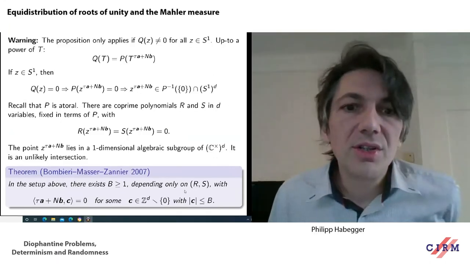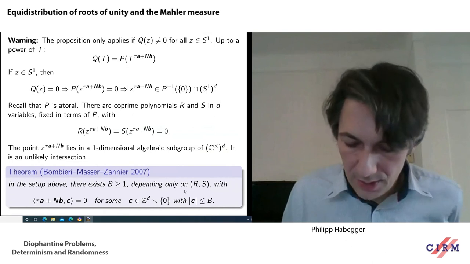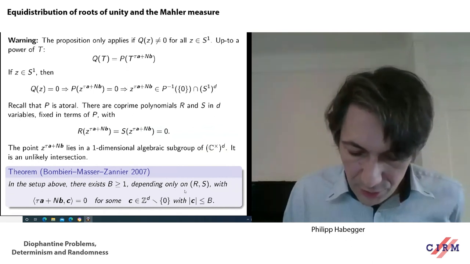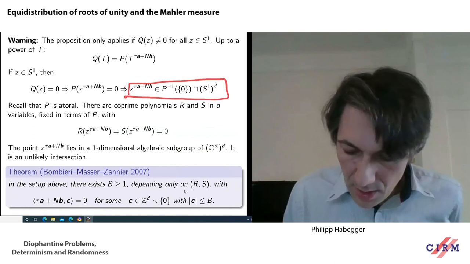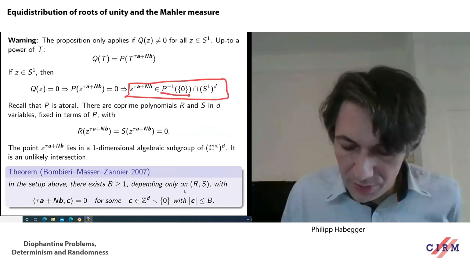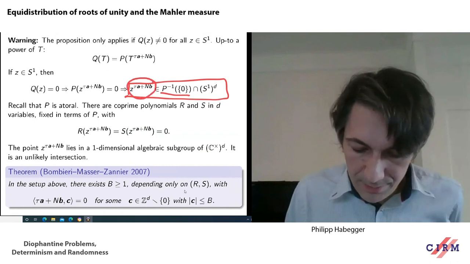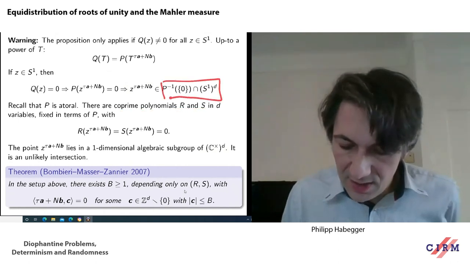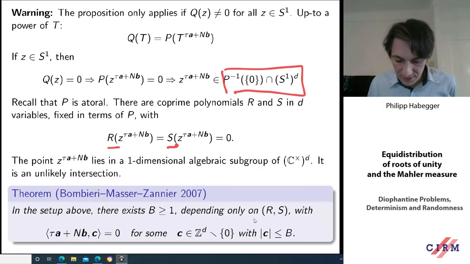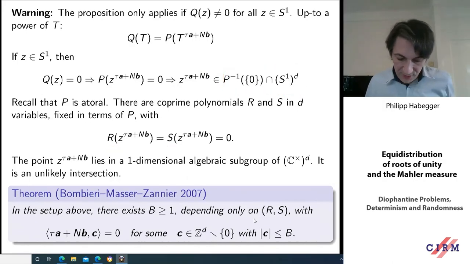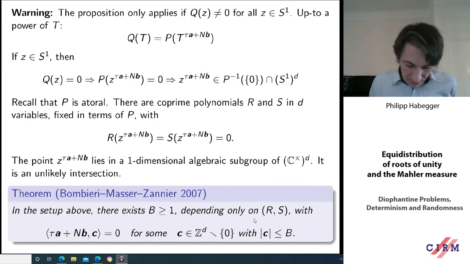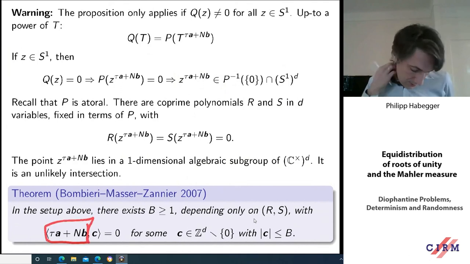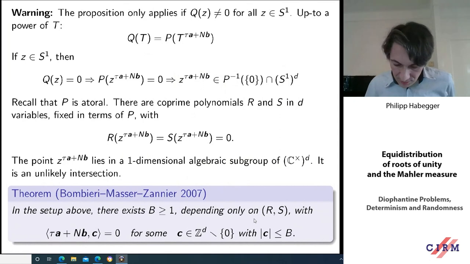that's where the atoral condition comes into the picture, right? If Q vanishes on the unit circle, then we'll find a point on the d-torus and on the vanishing locus of P of this nature here. And now we use that our polynomial is atoral. So this will actually be contained in the vanishing locus of two coprime polynomials, R and S. And then using a result of Bombieri, Masser, and Zannier, we can get a nice bound here on something orthogonal to this expression here. So this uses a result of Bombieri, Masser, Zannier on unlikely intersections.